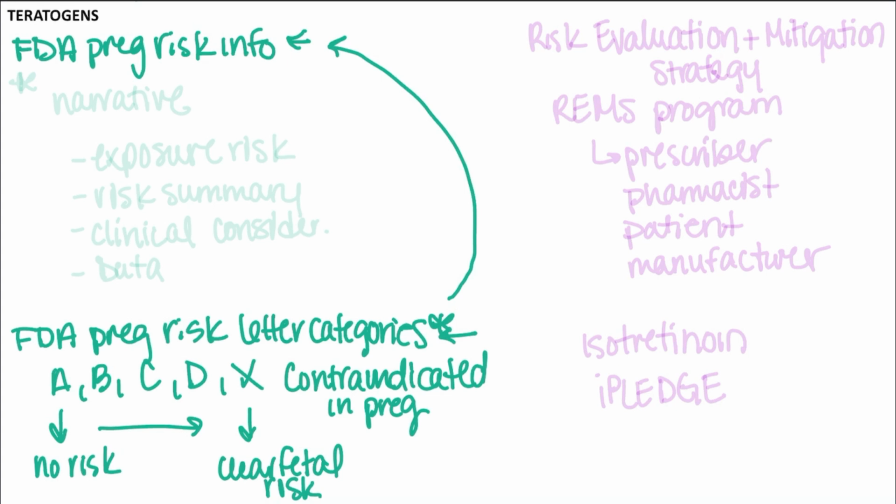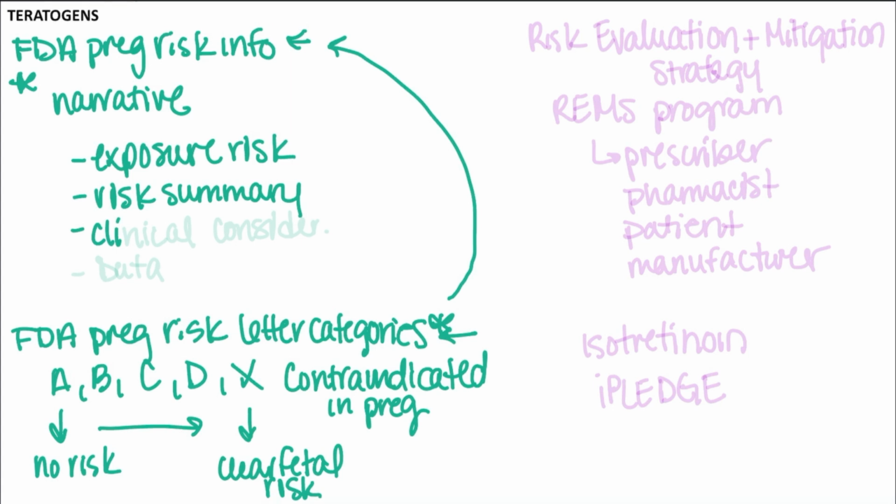So this was replaced with the pregnancy risk information on all drug labeling and included narrative sections, pregnancy exposure risk, it also included a risk summary, clinical considerations, and data. So everything is laid out to allow for better patient-specific counseling and informed decision-making for pregnant patients seeking therapy.